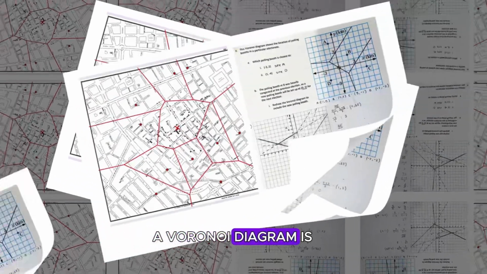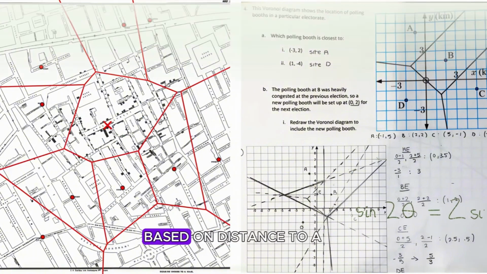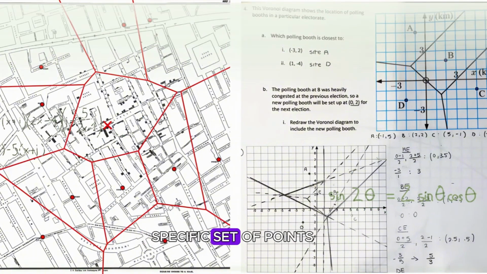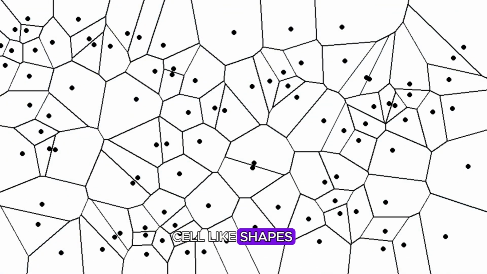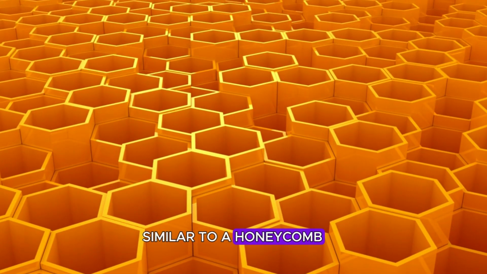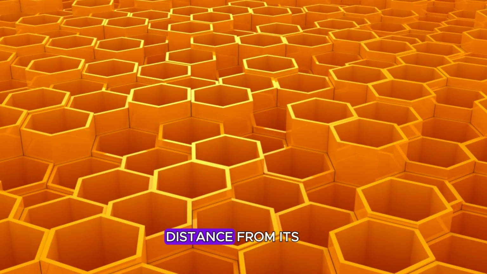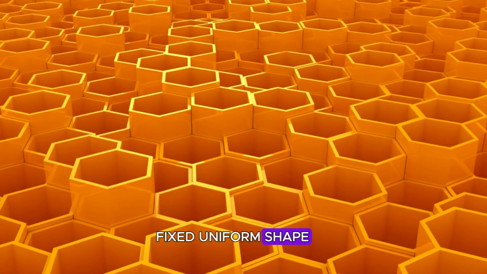A Voronoi diagram is a mathematical structure that divides a space into regions based on distance to a specific set of points, creating a pattern of irregular, cell-like shapes that fit together seamlessly, similar to a honeycomb, but with each cell shaped by its distance from its neighbors, rather than a fixed uniform shape.